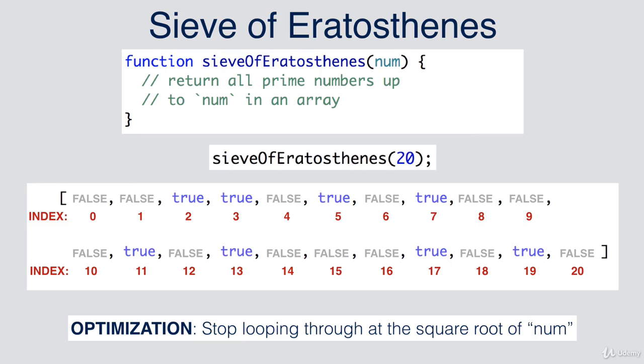So overall, we basically loop through our list of numbers, stopping at the square root of n. As we loop through, we mark the multiples of each number that we pass as false, signifying that they are not prime numbers. At this point, all of our prime numbers will be marked as true. So we simply return all of those numbers in an array, and we have our answer.